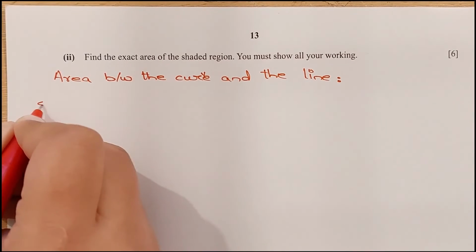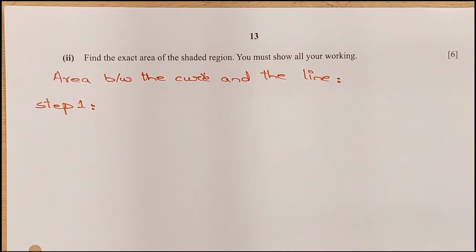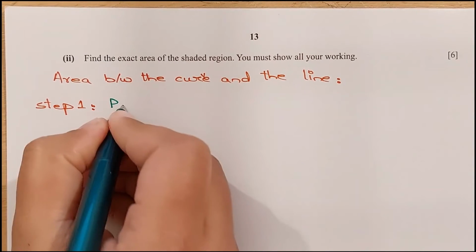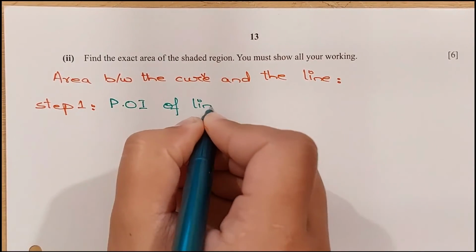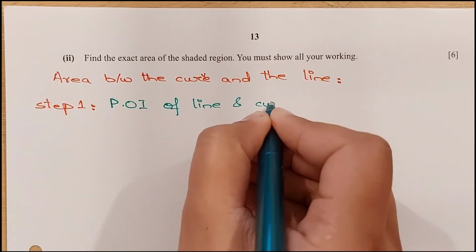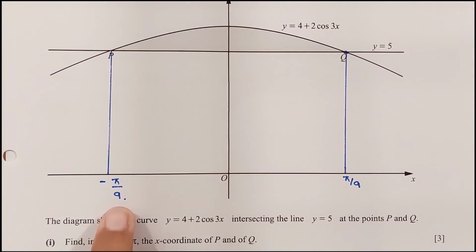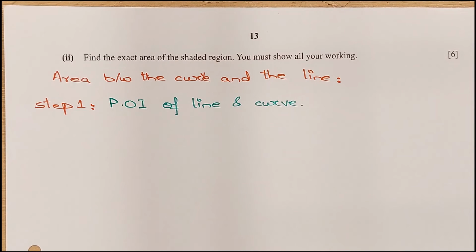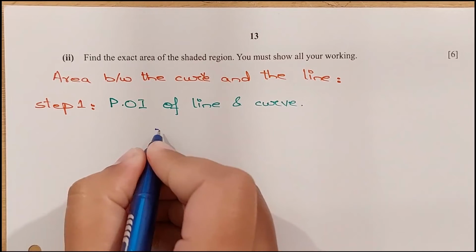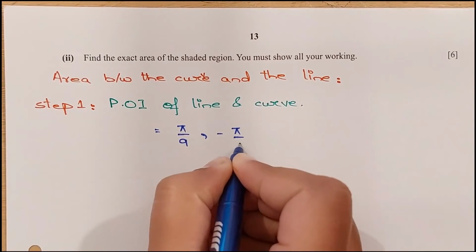Right, so step 1 is, the first step we already did, the point of intersection of line and curve. And we got the points of intersection of line and curve, P and Q, that is pi by 9 and minus pi by 9. Yes. So this equals pi by 9 and minus pi by 9.